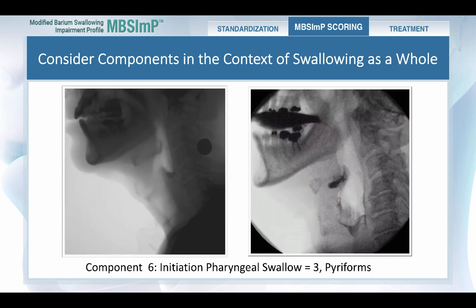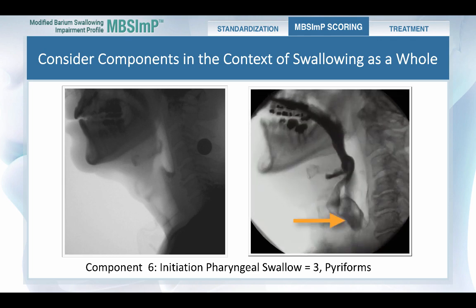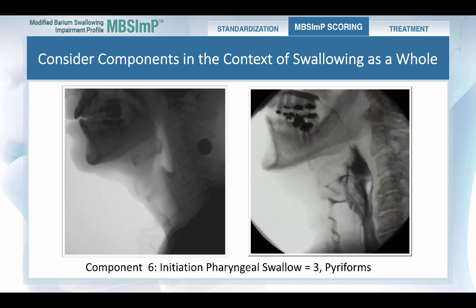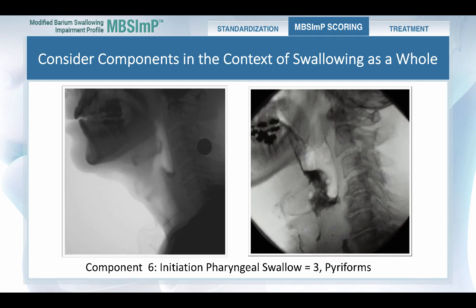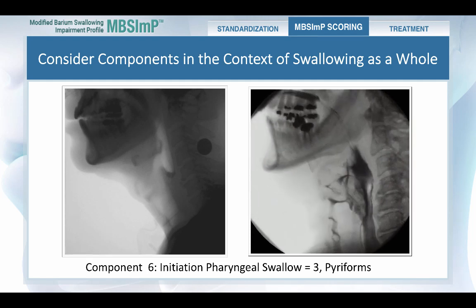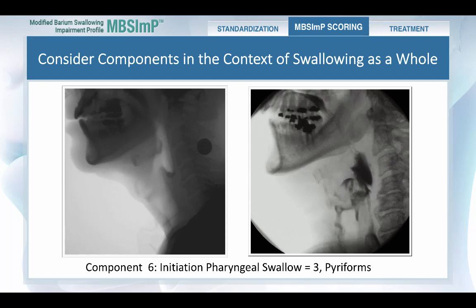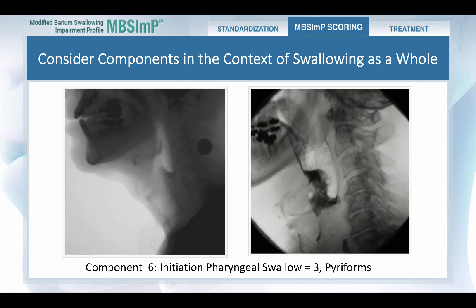In the video on your right, this patient scores a 3 on component 6 with the head of the bolus in the piriform sinuses at the onset of first hyoid trajectory. But now, this is a score of 3 in the context of a score of 1 on component 8, laryngeal elevation, which is our surrogate measure for early laryngeal vestibular closure via contact of the arytenoid to the epiglottic petiole, and there is significant airway invasion. This patient would score a 7 on the penetration aspiration scale because there was at least one attempt to cough or clear the material, although it was unsuccessful.